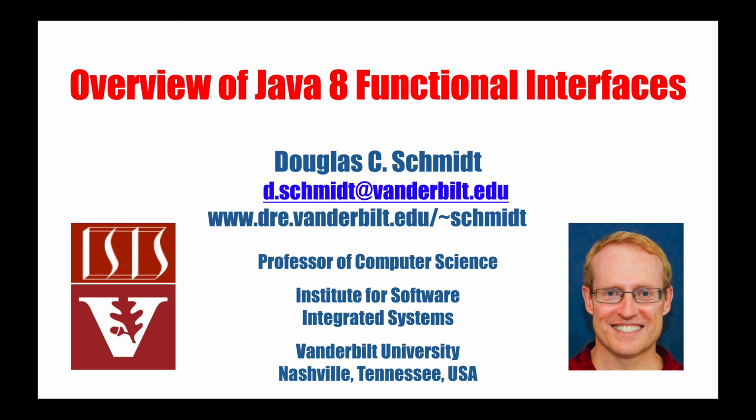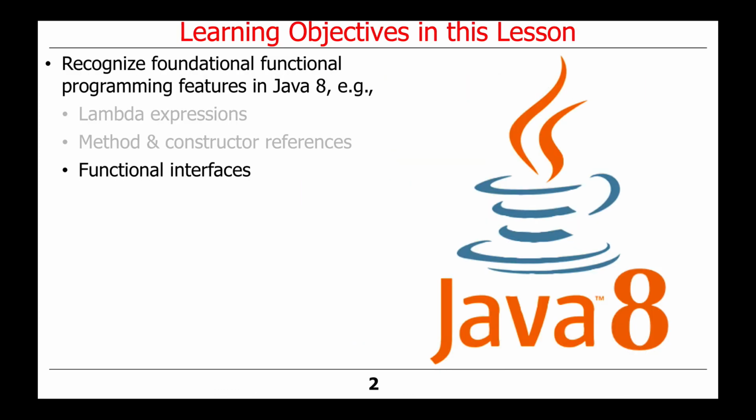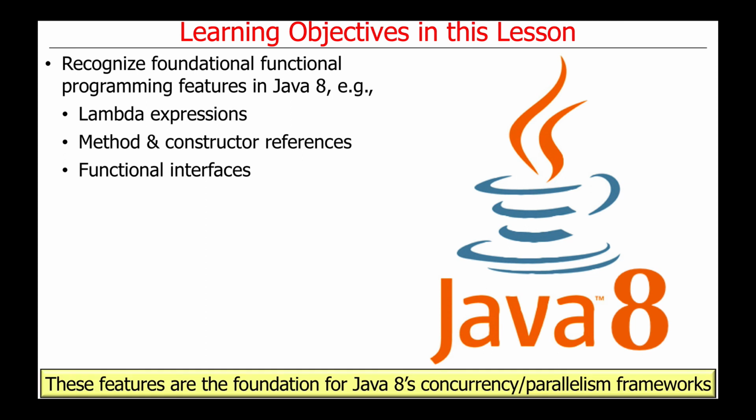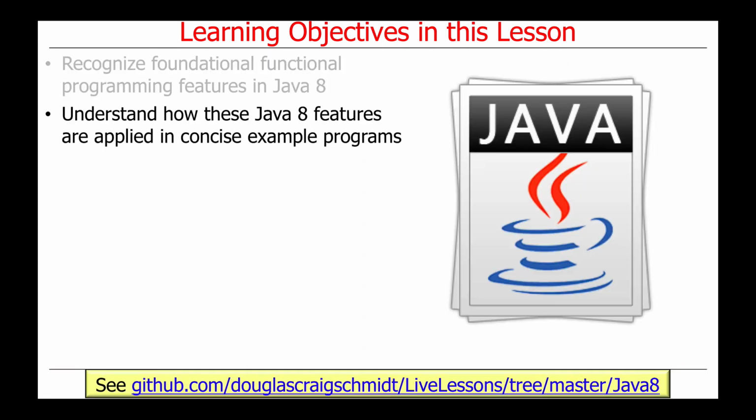Welcome to the next lesson in the course. Now that we've had a chance to talk about lambda expressions, and I've given some examples of method and constructor references, we're going to talk about functional interfaces. These features represent some of the key foundations for Java 8's concurrency and parallelism frameworks, and they're also useful for many other types of functional programming applications.